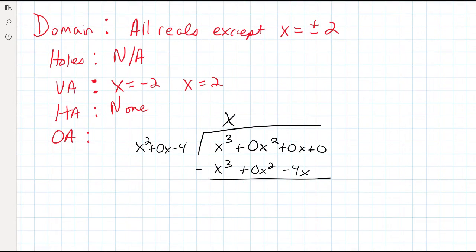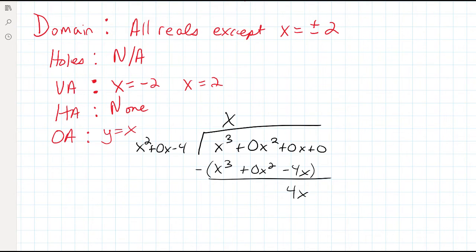Okay, just like long division, I want to subtract these. And I'm left with x cubed minus x cubed is 0. 0x squared minus 0x squared is 0. 0x minus a negative 4x is a positive 4x. And when it comes to oblique asymptotes, you do not care about the remainder. So the oblique asymptote has the equation y equals x.